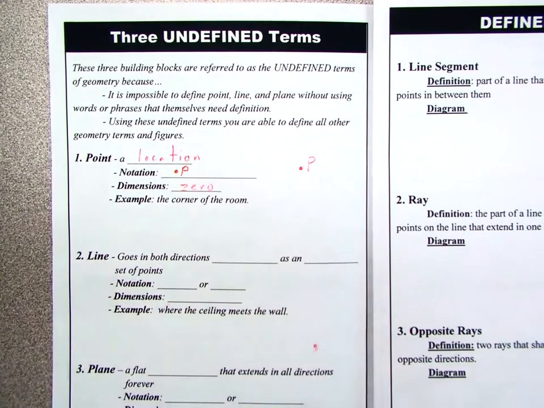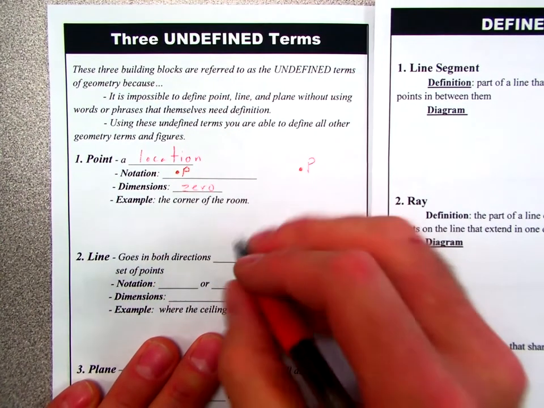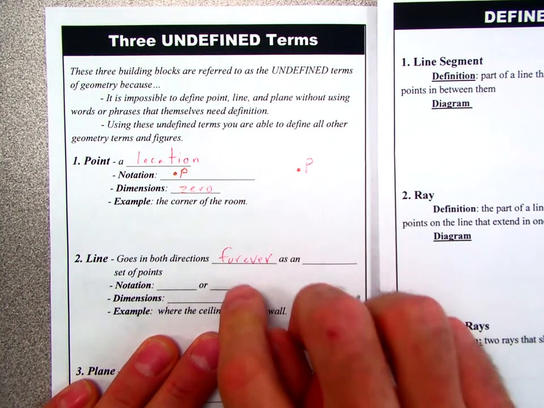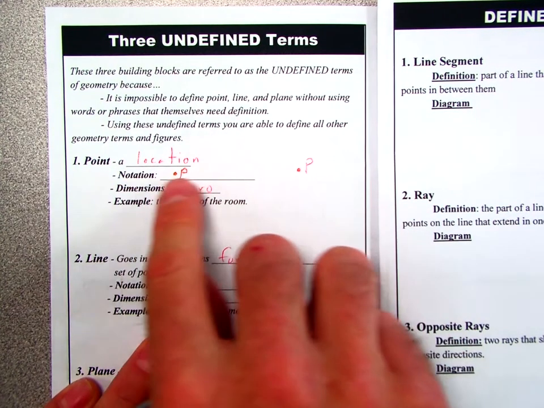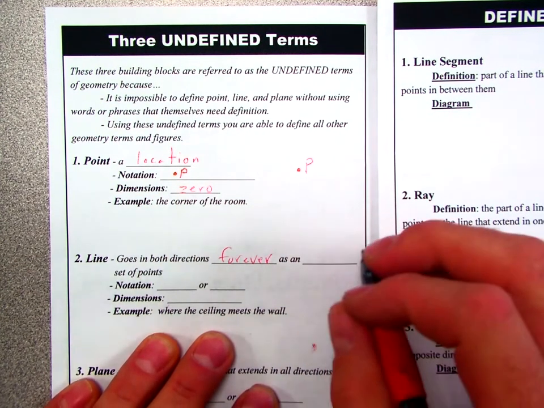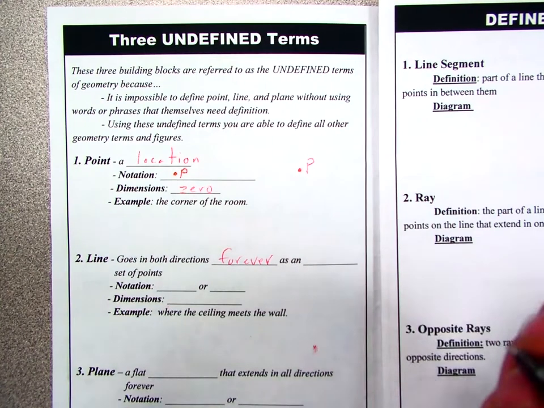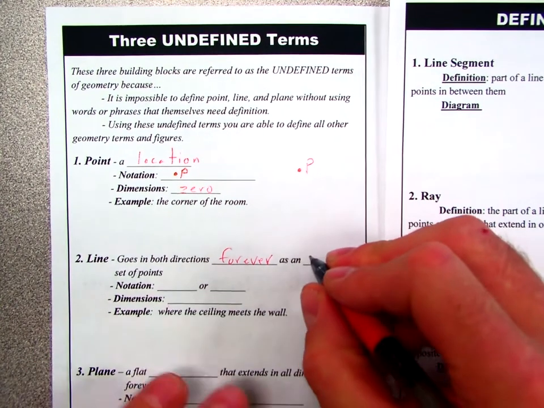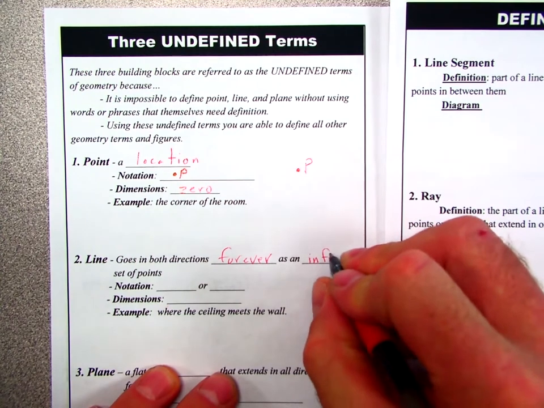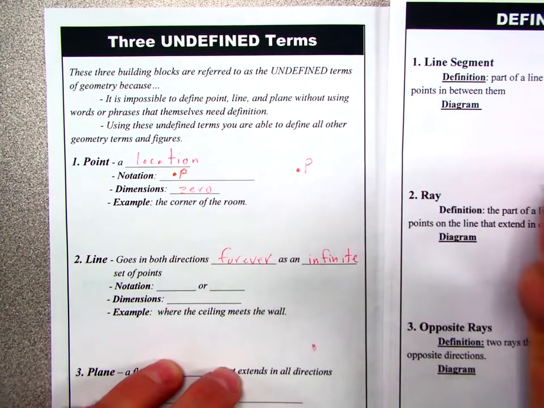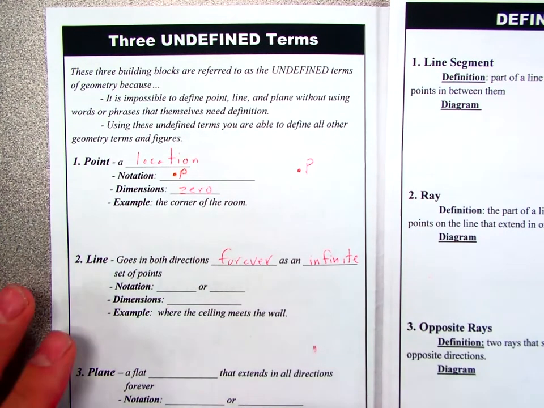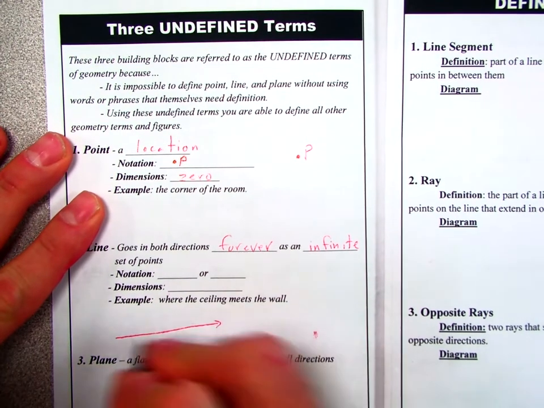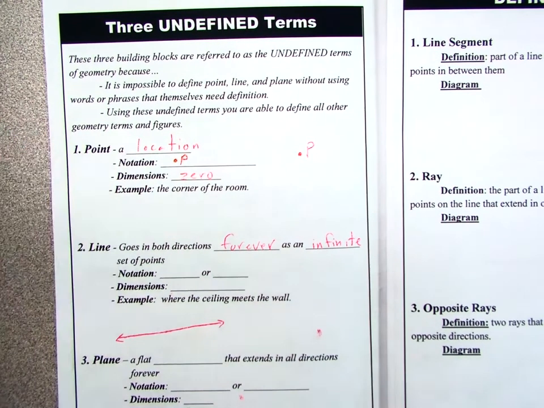All right, a line goes in both directions forever. And a line is really just an infinite set of points all strung together so that you can't even see the points, you see them as one continuous line. So it goes in both directions forever as an infinite set of points. The notation for a line, well, let's draw one here.